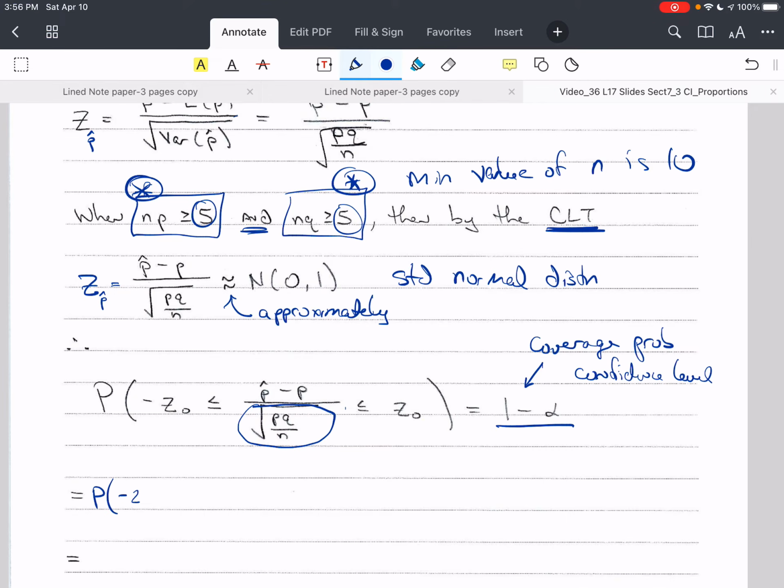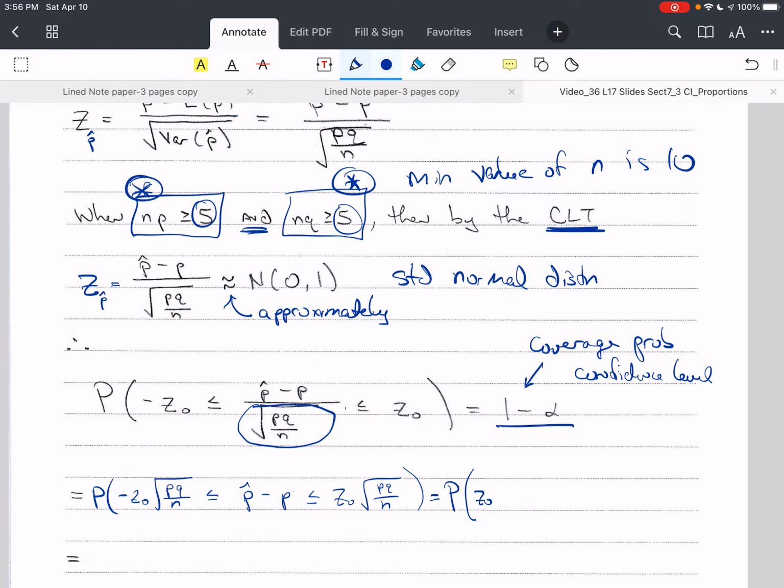that negative z naught times the square root of p times q over n is less than p hat minus p is less than z naught square root p times q over n is still equal to the same value, 1 minus alpha. Now I'm going to multiply by negative 1 for all 3 portions.